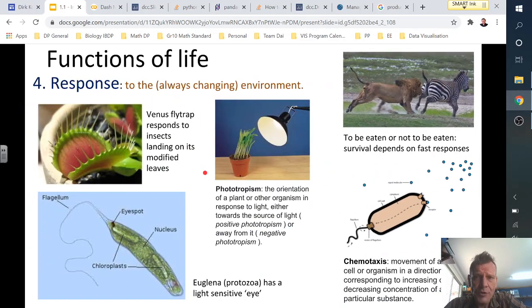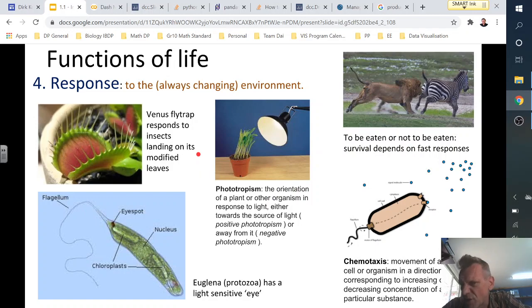Response to the environment, to triggers in the environment. Obviously, we have all sorts of sensors built into our body, audio, visual, etc. All our senses that make us respond to the environment. But less obviously, perhaps, plants also respond to the environment. Phototropism here, for instance, that's the ability of plants to grow towards light.